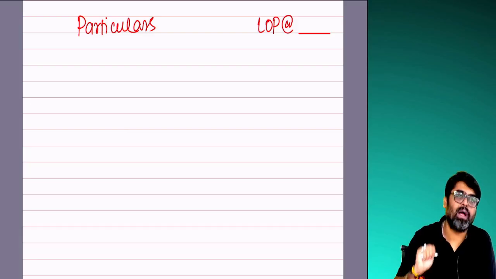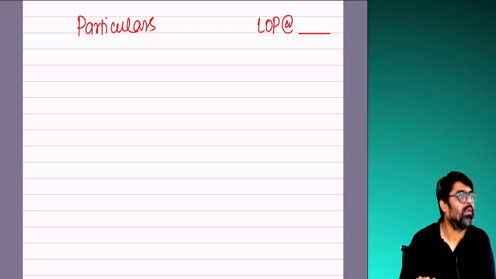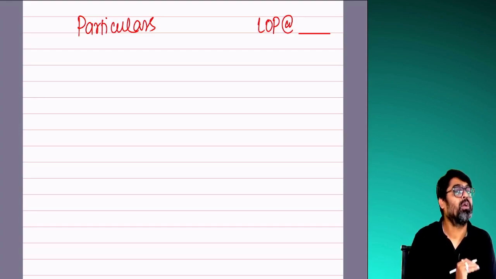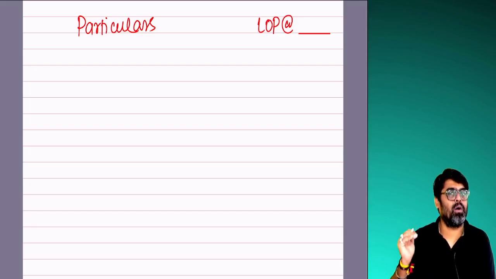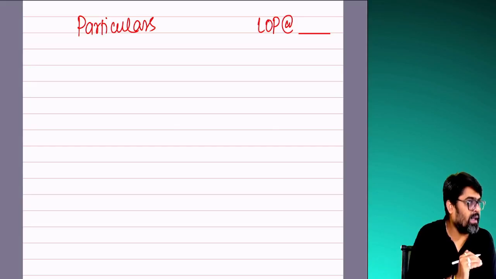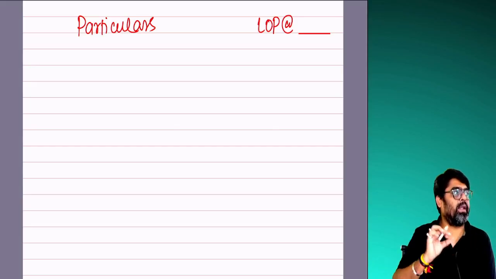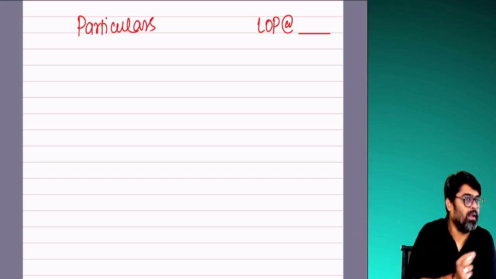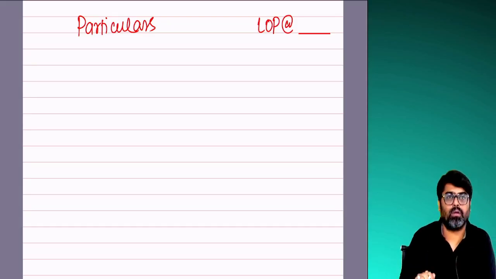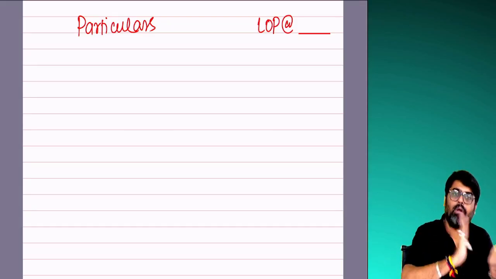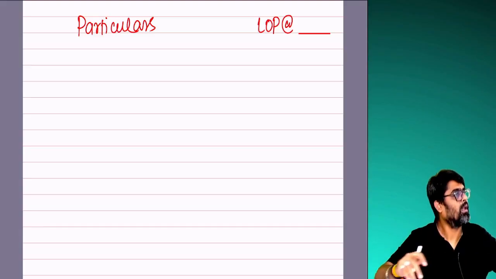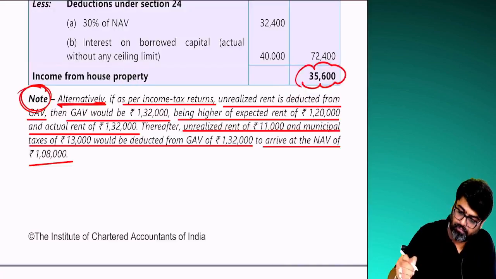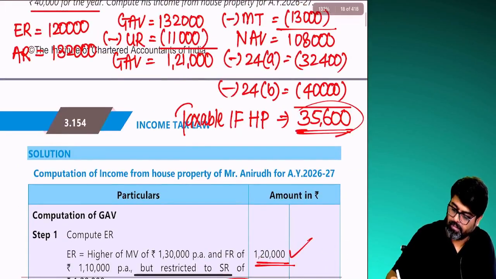In my case, I will do that because there was no vacancy. Minus unrealized rent. Then I will have the final GAV. Minus municipal taxes paid during the previous year by the owner. I will get NAV. Out of that NAV, less deductions under section 24: clause A, standard deduction at the rate of 30% of NAV; clause B, interest on housing loan. You have made this format in the particulars. Now identify the amounts from the question and keep putting these amounts in the format. The final answer you will get is the same, 35,000.